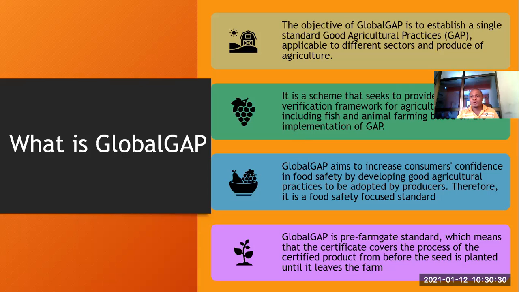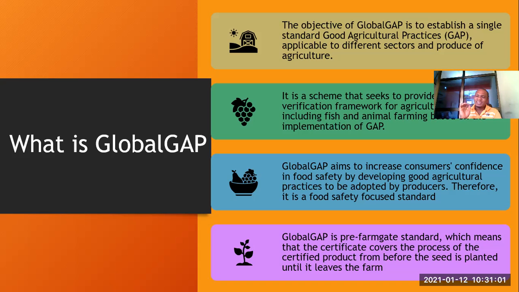So what is the objective of GlobalGAP? GlobalGAP was established, let me say that it is a private scheme. Okay, so GlobalGAP is not a legislation, and it is not a government scheme. It is a private scheme. The GlobalGAP organization is a private entity based in Germany. So it is a private scheme.